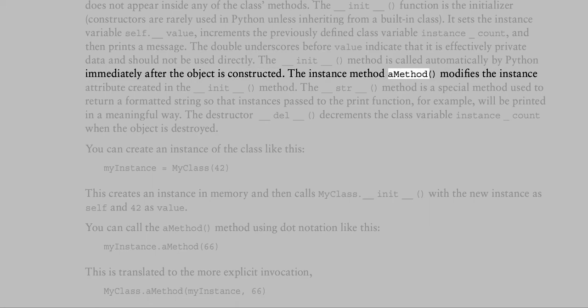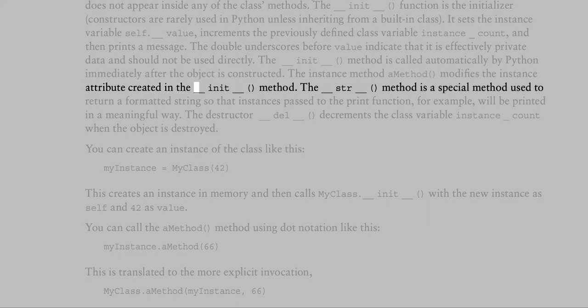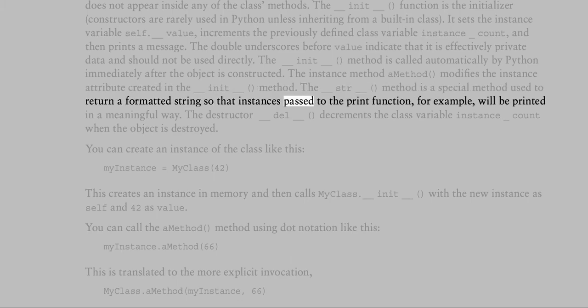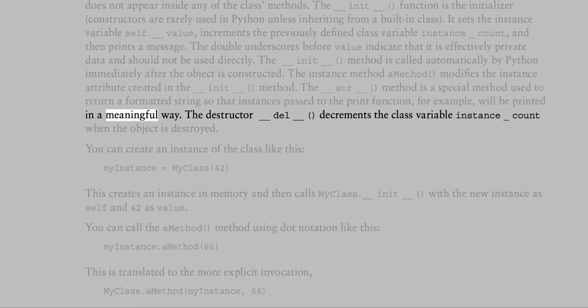The instance method a_method modifies the instance attribute created in the __init__ method. The __str__ method is a special method used to return a formatted string so that instances passed to the print function, for example, will be printed in a meaningful way. The destructor __del__ decrements the class variable instance_count when the object is destroyed.